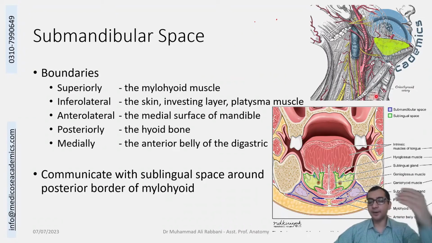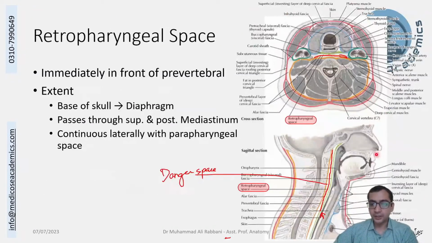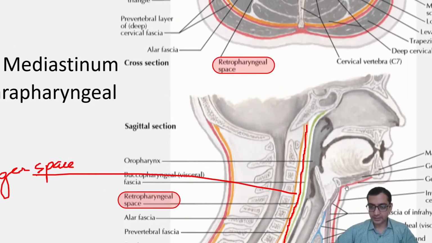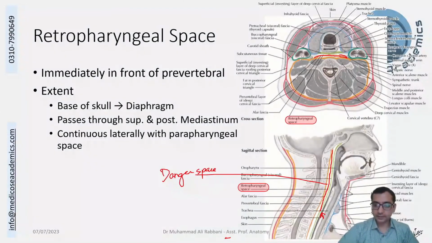Superiorly, above it will have the mylohyoid. You see, this is the submandibular space right here, the little one right here. Here will be the submandibular space.